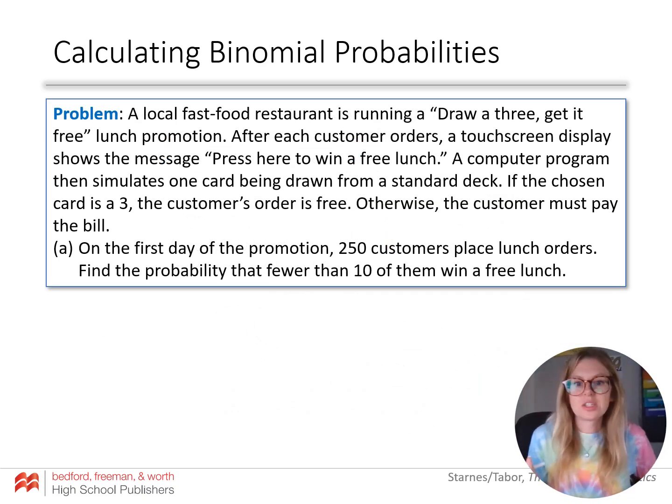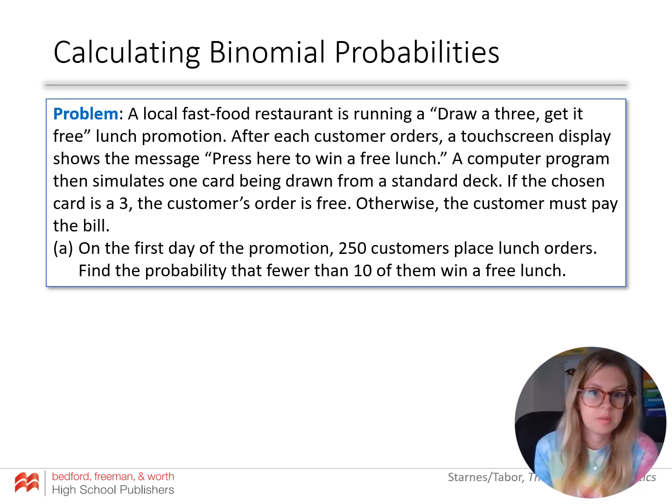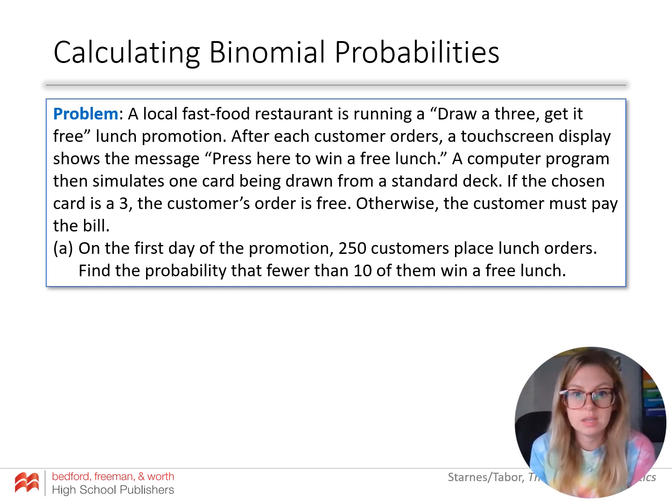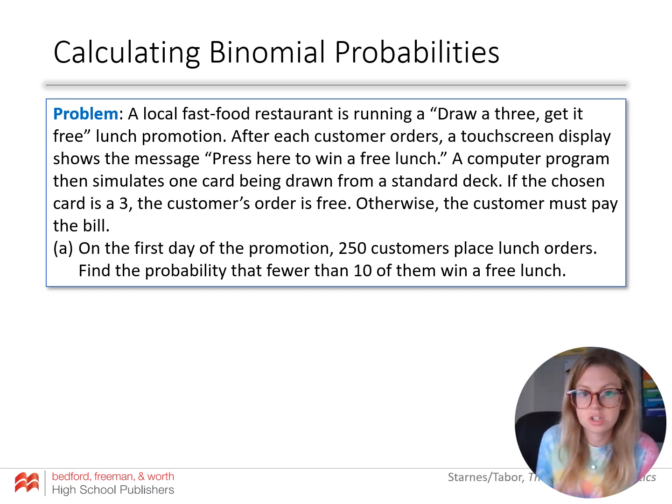All right, so let's go ahead and solve one with the calculator. A local fast food restaurant is running a draw a 3, get a free lunch promotion. After each customer orders, a touchscreen display shows the message, press here to win a free lunch. A computer program then simulates 1 card being drawn from a standard deck. If the chosen card is a 3, the customer's order is free. Otherwise, the customer must pay the bill. On the first day of the promotion, 250 customers place lunch orders. Find the probability that fewer than 10 of them win a free lunch, okay?